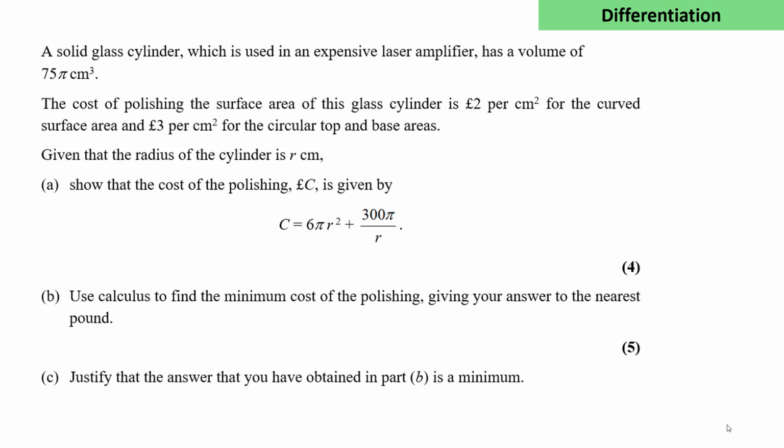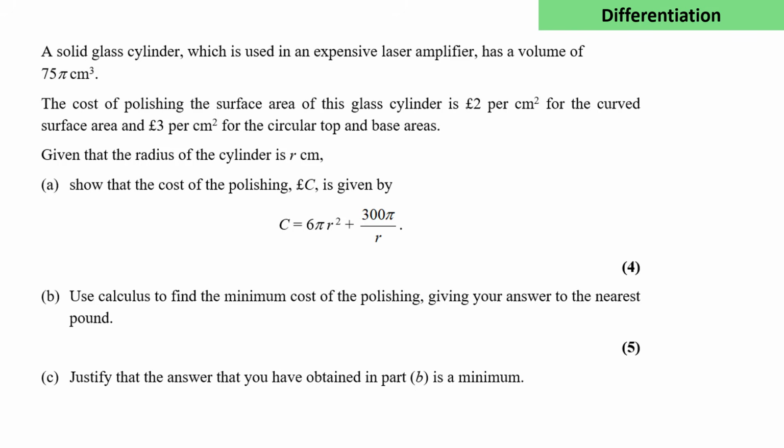You will also find questions using differentiation to identify maxima and minima of particular functions. Here we're told we have a solid glass cylinder with a volume of 75 pi cubic centimetres. We're told the cost of polishing the surface area of this glass cylinder is £2 per square centimetre for the curved surface and £3 per square centimetre for the circular top and base areas. We're told the radius is r, and we have to derive the formula for the cost of polishing.